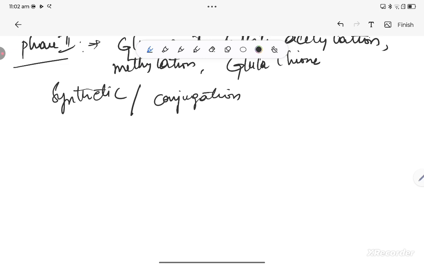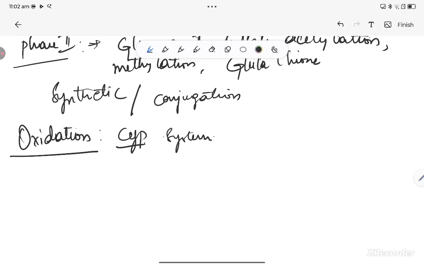Let us first start with oxidation reactions. Oxidation reactions are part and parcel of phase 1, that is your non-synthetic or functionalization reactions. For this reaction, usually either microsomal enzymes or non-microsomal enzymes can be involved. Here, we need to talk about the CYP system, cytochrome P system. Why is this important? Cytochrome P system is microsomal enzymes. Microsomes are always inducible. So there are a lot of issues with this. Clear?